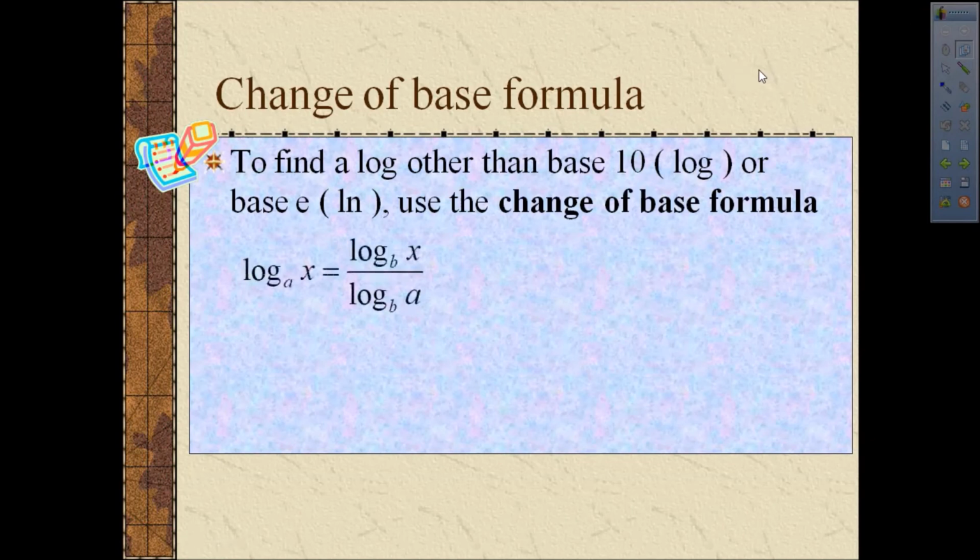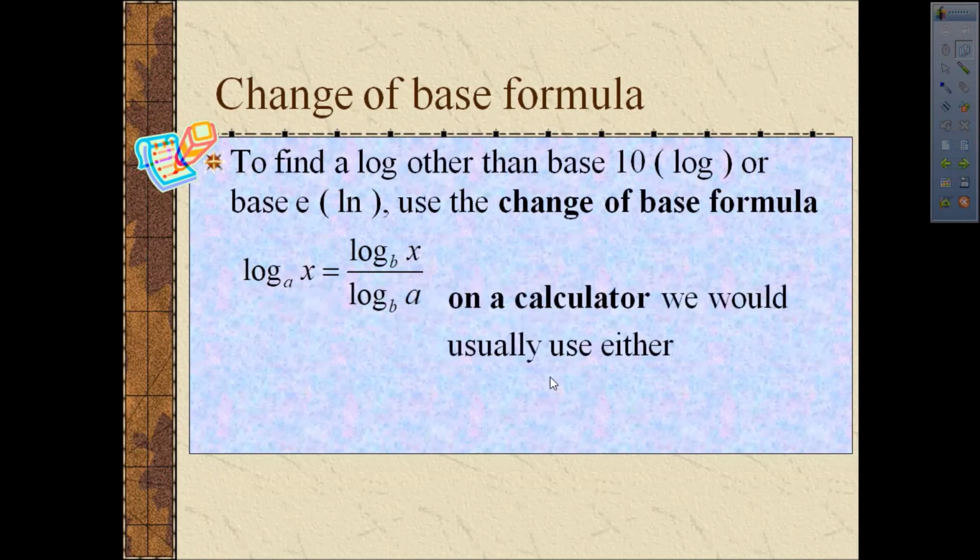The log base A of X is equal to the log base B of X over the log base B of A. So this is a way to change from one kind of base, A, to a different kind of base, B. On a calculator, the logs that we have available to us are usually the log base 10 and the log base E. So we'll usually either use this formula as log of X over log of A, or natural log of X over natural log of A.